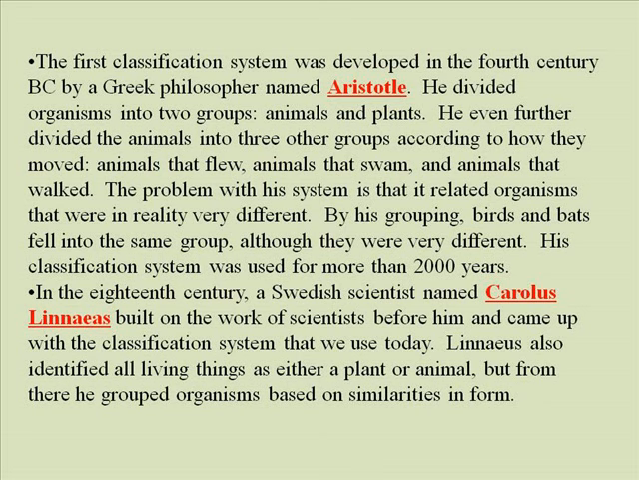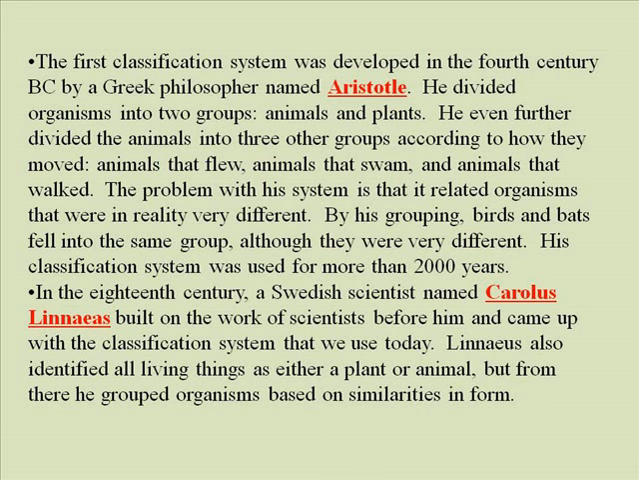For example, animals, he broke into 3 groups. Animals that could fly, animals that walked, animals that swam. Now, the problem with this is that he had animals grouped together that didn't belong together. For example, the bat and the bird. Because they could both fly, they fell into the fly category, but bats and birds are not related. Bats are mammals and are more related to us as humans than they are to birds.